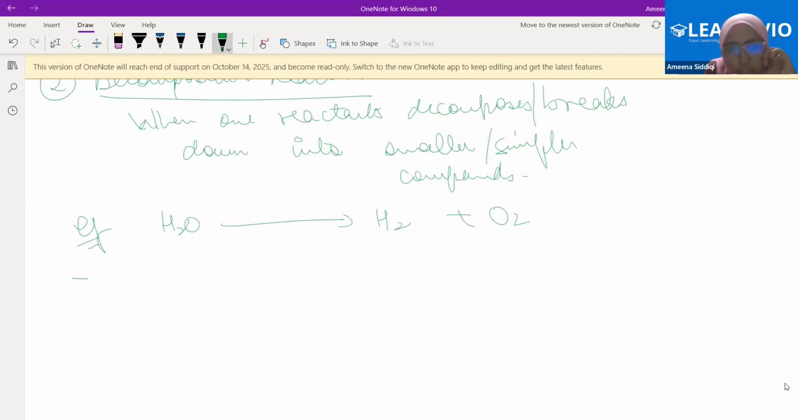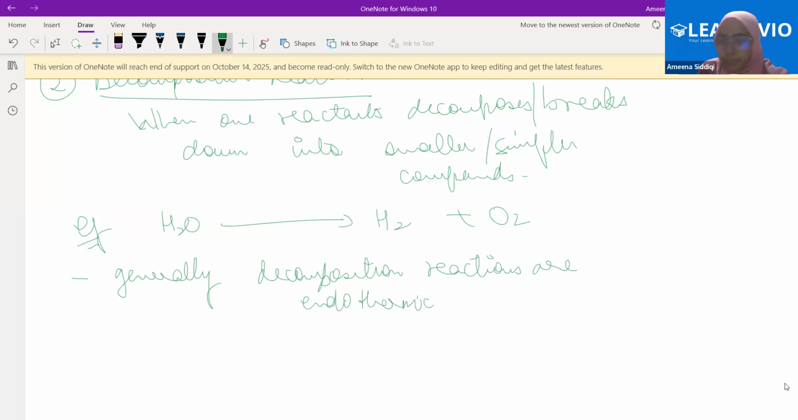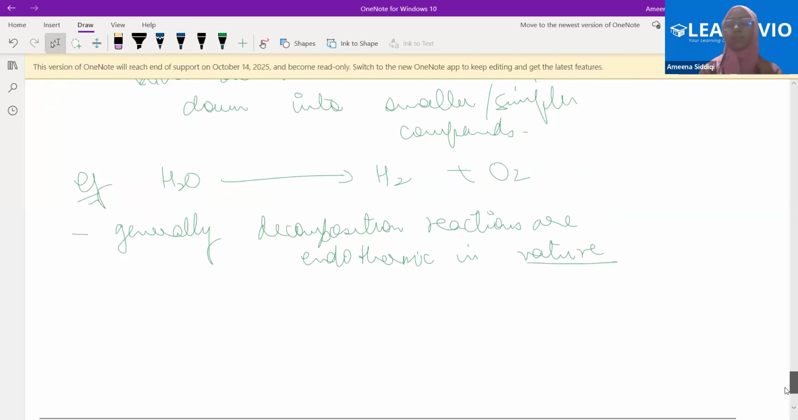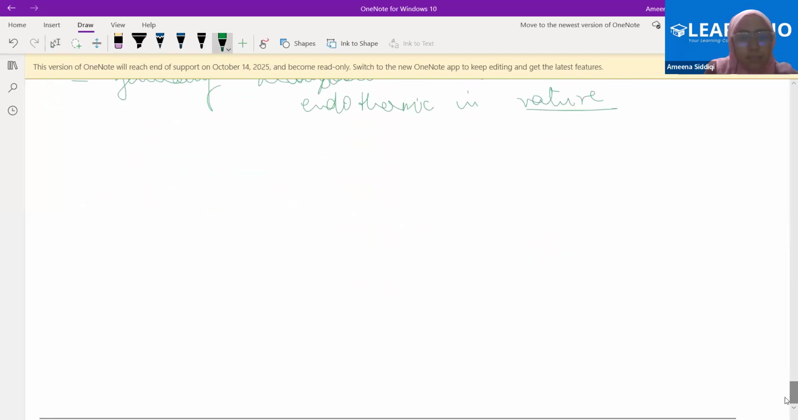Now see, important point. Generally, decomposition reactions are endothermic in nature. What is the nature? Endothermic. That means energy will be supplied, right? When the energy is supplied, we can have different sources or forms of energy. So based on the source of energy, we can have different types of decomposition reaction.